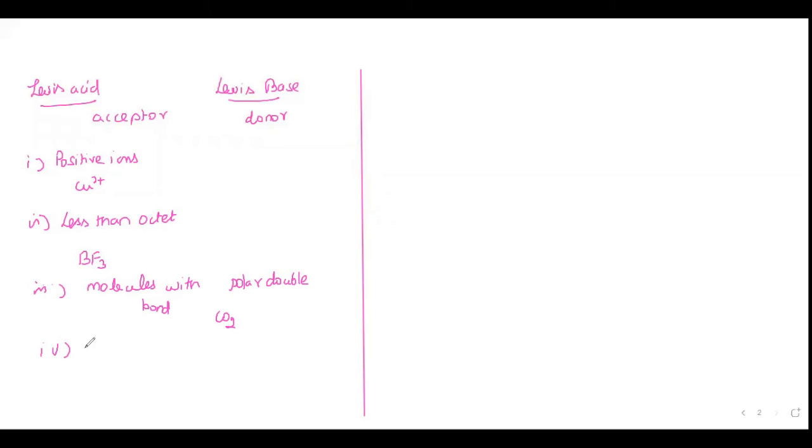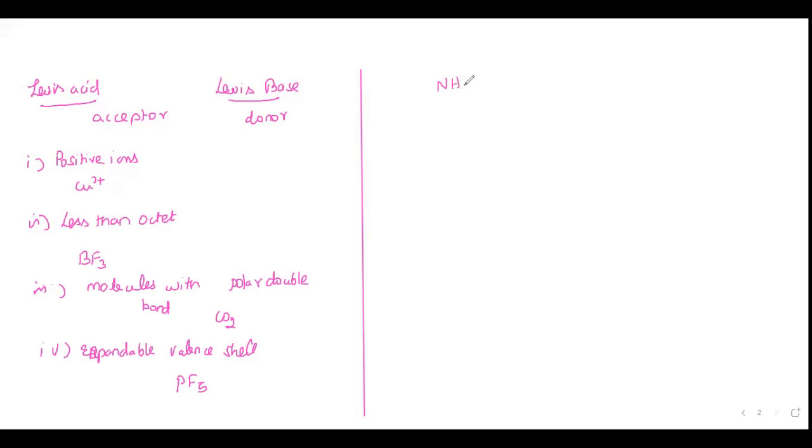Then expandable valence shell. Some central atoms can expand their octet to more than octet. This also acts as Lewis acid. The best example for expandable valence shell is phosphorus pentafluoride. Lewis acid means electron acceptor. AA, remember.